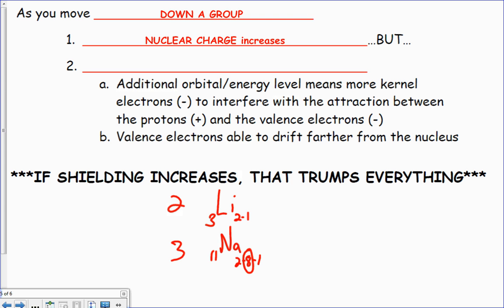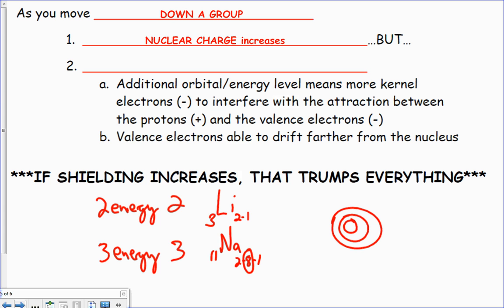So I told you at one point in class, and I hope you remember, but I'll tell you again now, this one has 2 energy levels, and the third one has 3 energy levels. So this increase in energy levels from the 2 that are around lithium to the 3 that are around sodium adds this other layer of electrons, which adds this buffering effect that we talked about before. So that is what we mean by shielding increases.